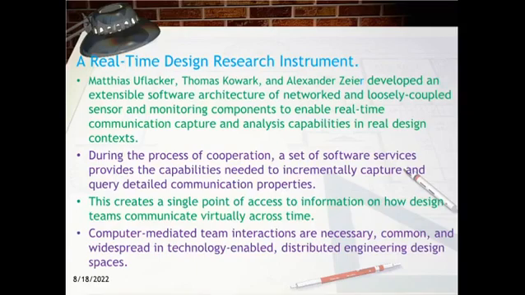Matthias Afflacker, Thomas Kowerk, and Alexander Zaire developed an extensible software architecture of networked and loosely coupled sensor and monitoring components to enable real-time communication capture and analysis capabilities in real design contexts. During the process of cooperation, a set of software services provides the capabilities needed to incrementally capture and query detailed communication properties. This creates a single point of access to information on how design teams communicate virtually across time.